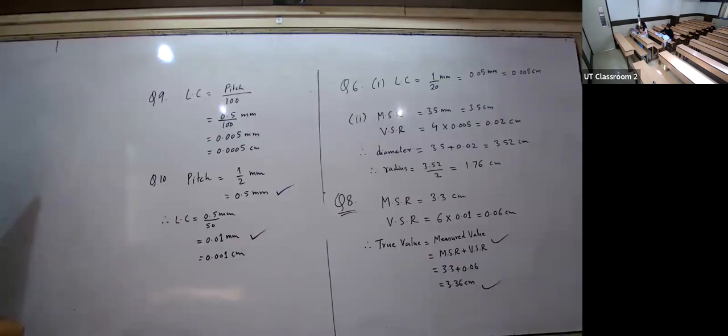So what is the pitch? 1 millimeter. Very good. Because it advances by 1 division on the main scale when the circular head is rotated once. So it is 1 millimeter. Now the least count is pitch divided by the total number of divisions. How many divisions are there? Must be 50.